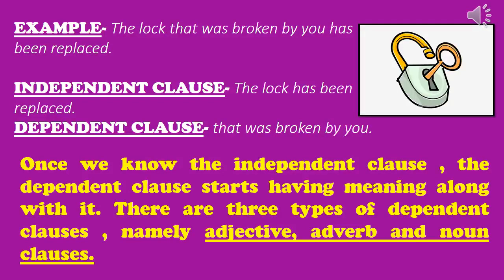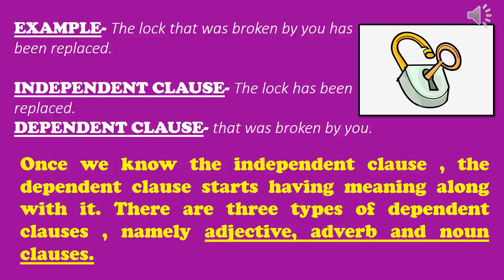So, can that was broken by you be used as a sentence on its own? No, it cannot. It is incomplete. It relies on the independent clause to give it meaning. So, this clause that was broken by you, do we know what the subject is? No, we don't know. So it cannot stand alone. It cannot make complete sense on its own. So once we know the independent clause, the dependent clause starts having meaning. The dependent clause gets its meaning from the independent clause.